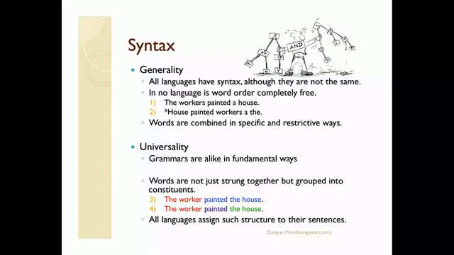When words are combined to form sentences or phrases, they are not just drawn together in a linear manner, but are grouped into constituents. For example, in the sentence "the worker painted the house," "the worker" is a constituent that functions as the subject of the sentence, and "painted the house" is the predicate of the sentence. Within this predicate, we can isolate "painted," which is the verb, from "the house," which serves as the direct object. All languages assign hierarchical structure to their sentences. We'll talk about how syntacticians identify such hierarchical structures in a future video that introduces constituents and constituent structure.